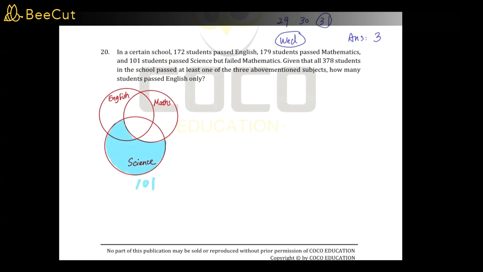And then for math, the total is 179. Let's find the total of these 2 groups, 101 plus 179. That's 280. Those who only pass English are the remaining number of students, this part here. So we can just use the total. Total is 378, so minus 280. This equals 98. So those who only pass English is 98 students.